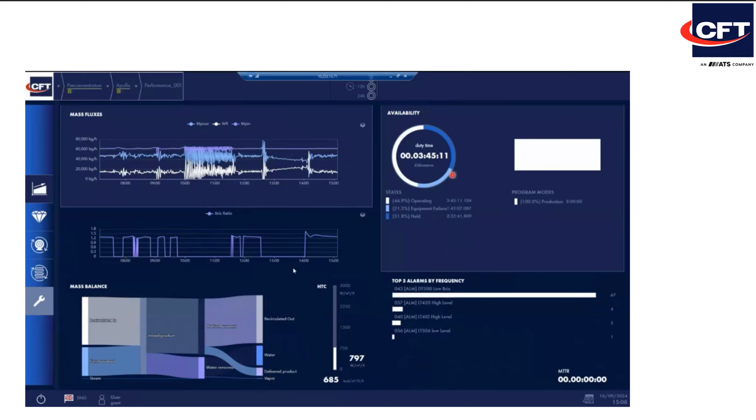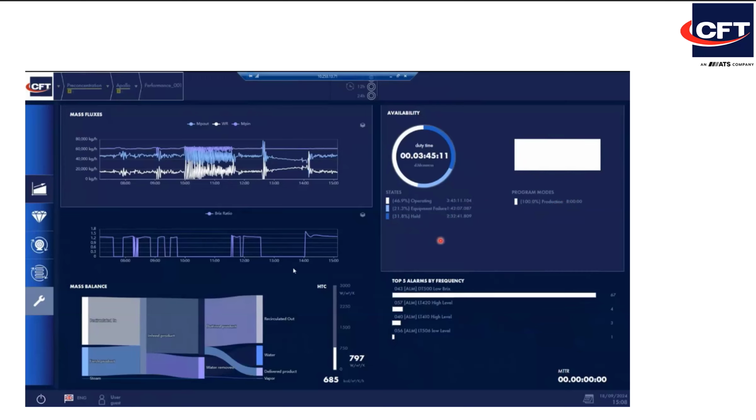The right-hand side part of the chart shows the total operative time. In this case, this specific machine has been operating for 46% of the time, had a 21% of equipment failure, which are alarms of any kind, and has been put in hold for 31% of the time. And it has been all this time in production mode, not CIP or not any other type of mode.